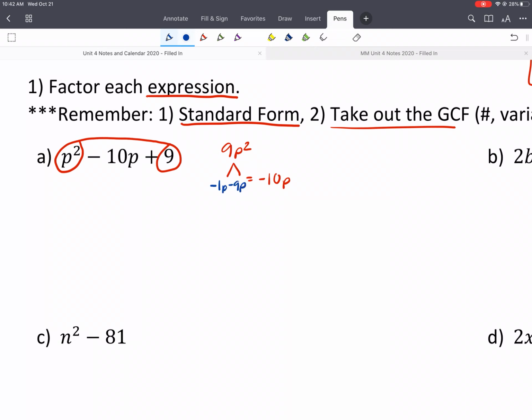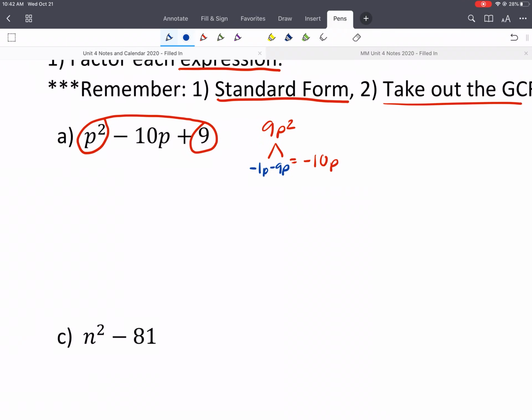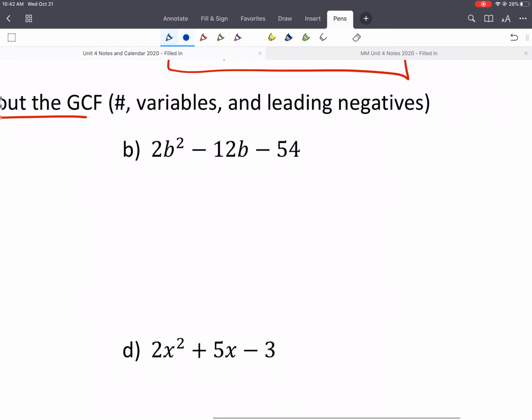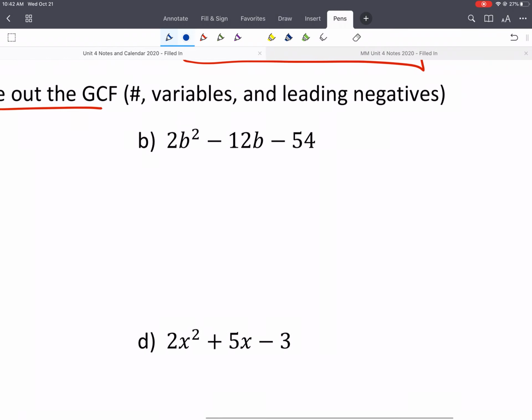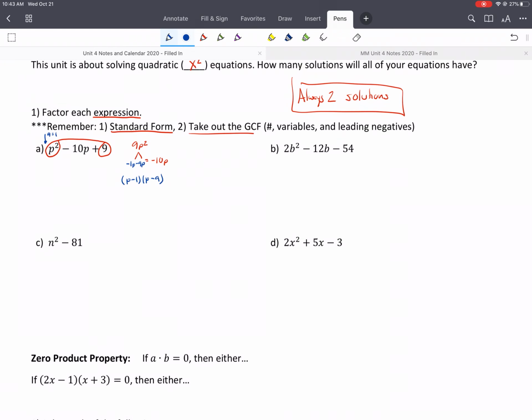Okay, if we multiply those, that gives us 9p squared, and if we add that, it gives us the negative 10p. All right, since a is 1, we can use a shortcut. We could just do p minus 1 and p minus 9. Again, if you wanted to do grouping, you're welcome to. Okay, here's another example. Pause for any of these, give these a try, okay?